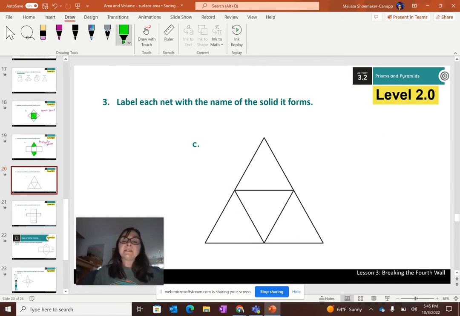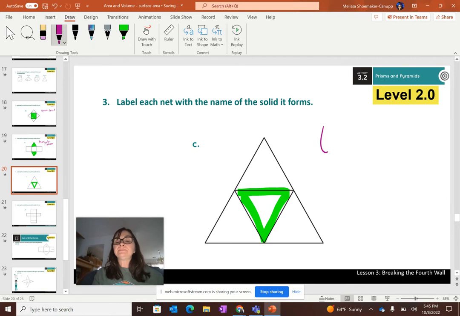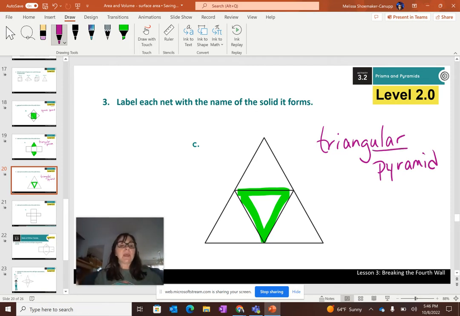Once again, I can see the base here in the middle is a triangle. And then we know that those other triangles are going to fold up to make a pyramid. So we put that fancy ending to the word triangular, and then we have pyramid.